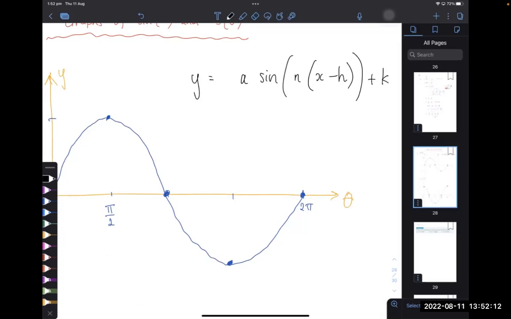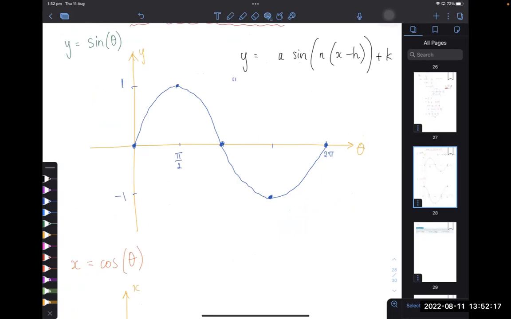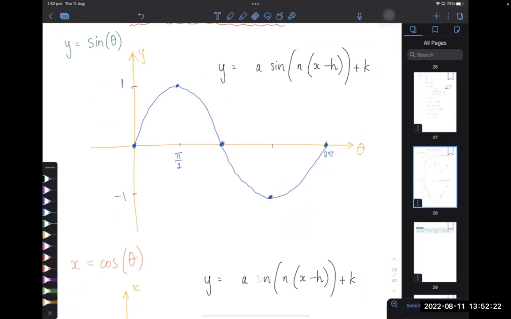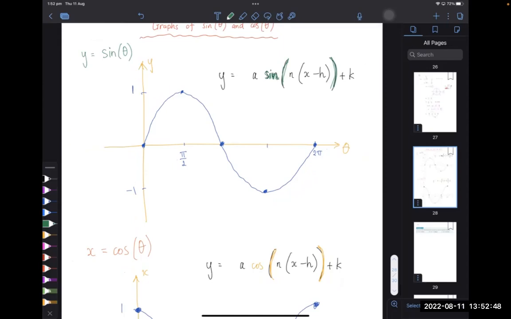We can identify all these features, yes? All right. Same thing with cos, except with cos, the only difference is that it's not sine, it's cos instead. You see, the ingredients stay the same. It's just the function that changes. So one is sine, one is cos, but the structure stays the same.